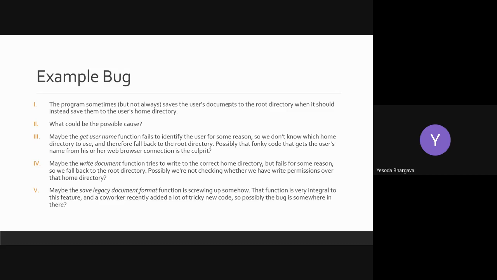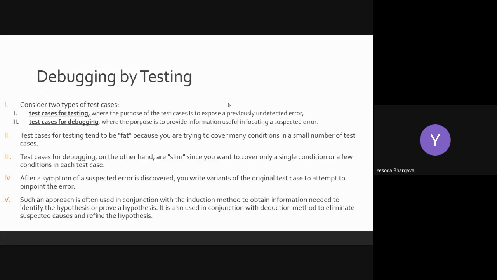So this is just a very brief example to show you how to think of the possible causes. But the actual problem in this particular case was a problem with permission. And when the problem was discovered, the appropriate permissions were given to the function to solve this bug.